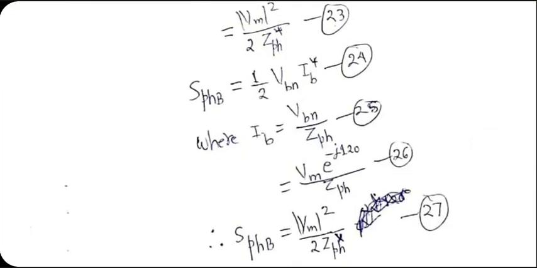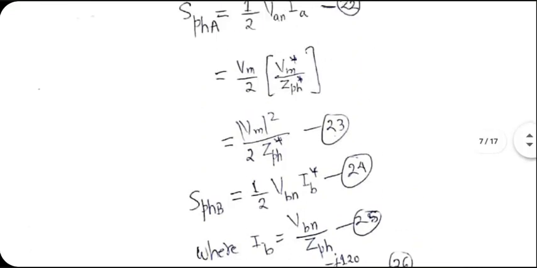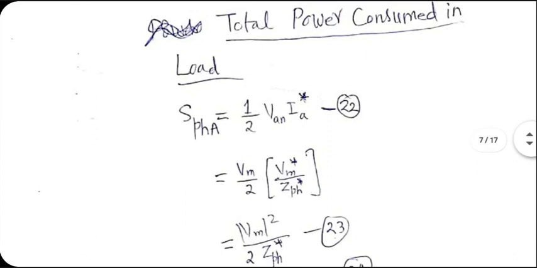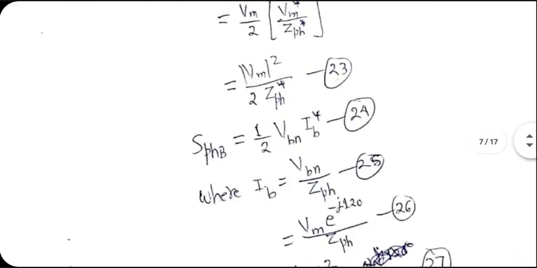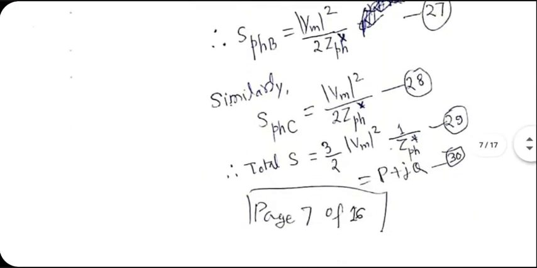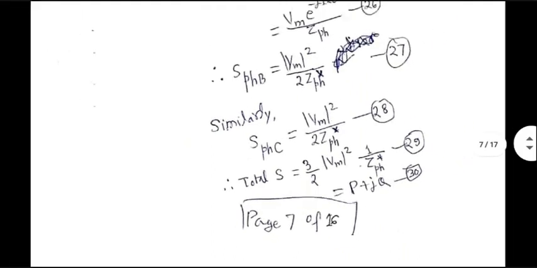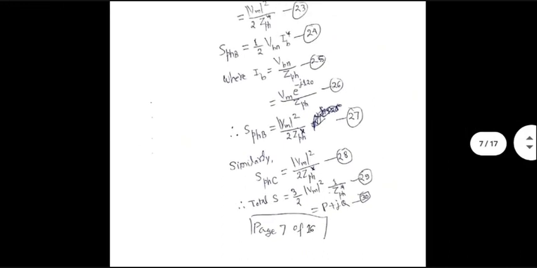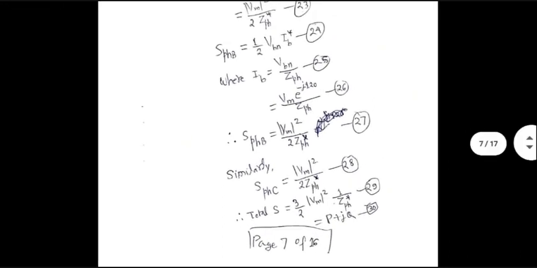You can follow the mathematics. This phase shift actually cancels each other. So the total complex power is simply 3 divided by 2 Vm square, forget the magnitude sign, Vm square divided by ZPH complex conjugate. In any case, you don't have to remember these formulas. We will do these calculations using our calculator rather than using formulas.